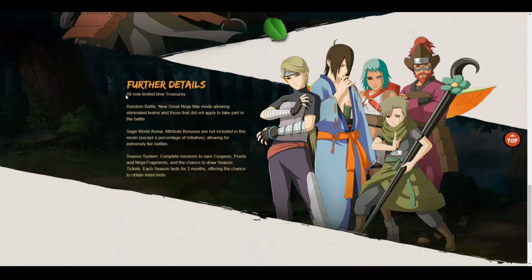Further details, we have all new limited time treasures. Wow. Limited time. Yeah, it sounds better in my head. Time limited treasures, because it's time limited, not limited time. It still makes sense either way, but I just like it the other way around. Wow, that's just a note there.